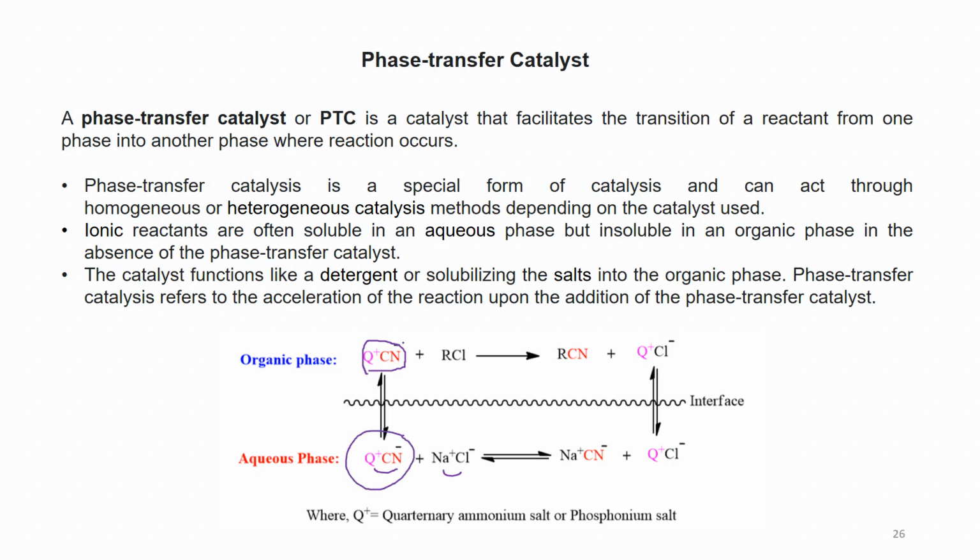This phase transfer catalyst helps them react, forming this type of substrate, where the NaCl is dissolved in water and RCl is soluble in the organic solvent, but they react, forming our desired product.